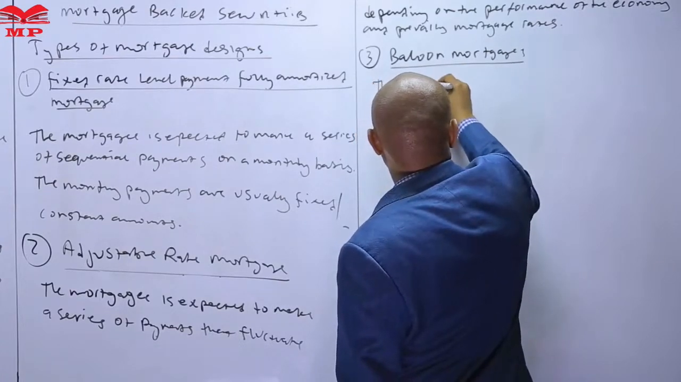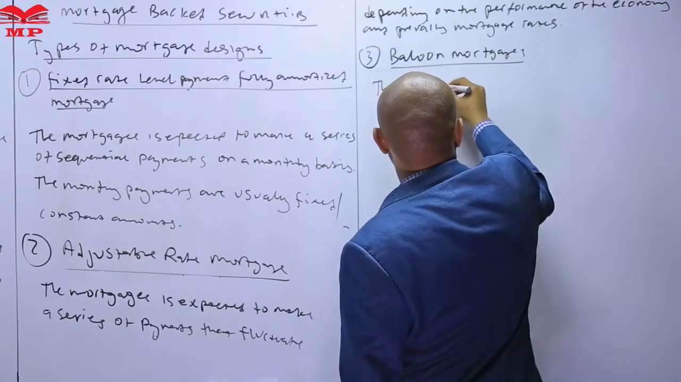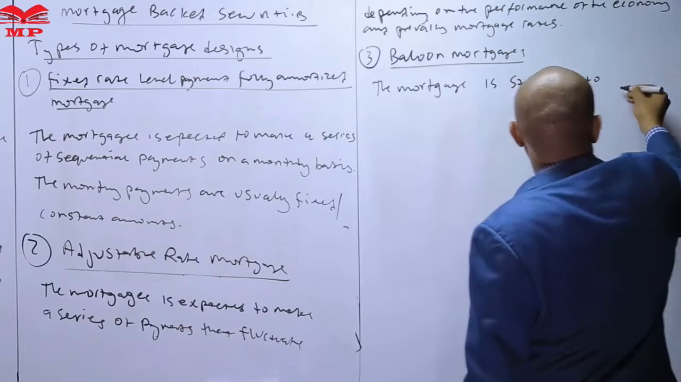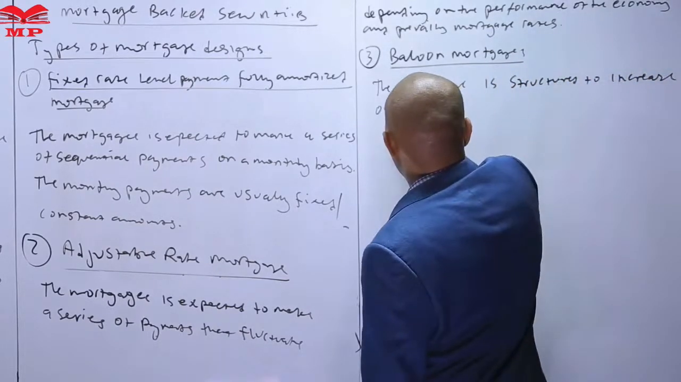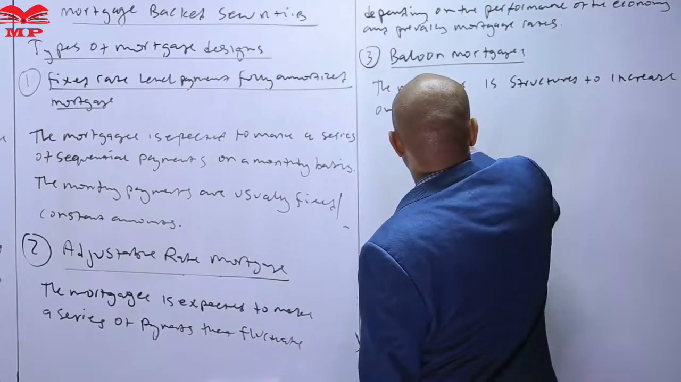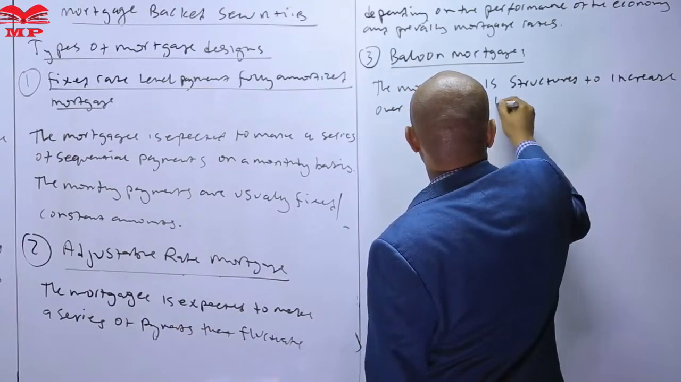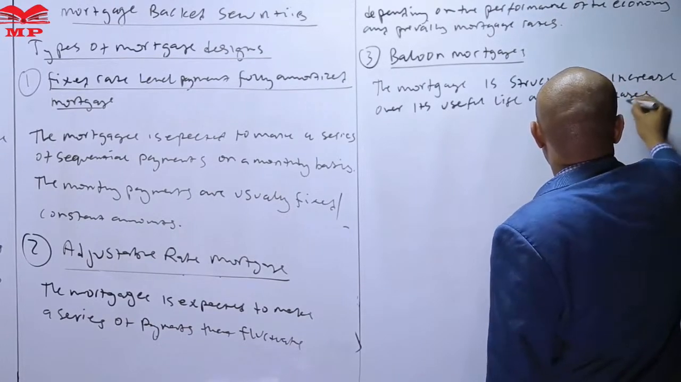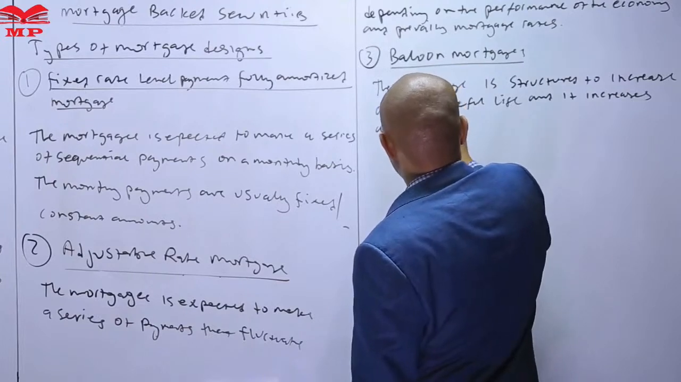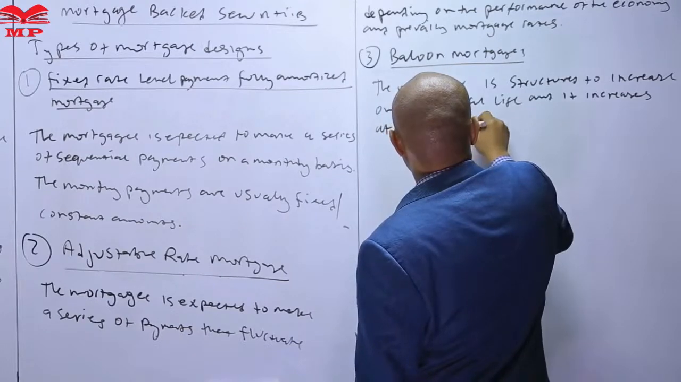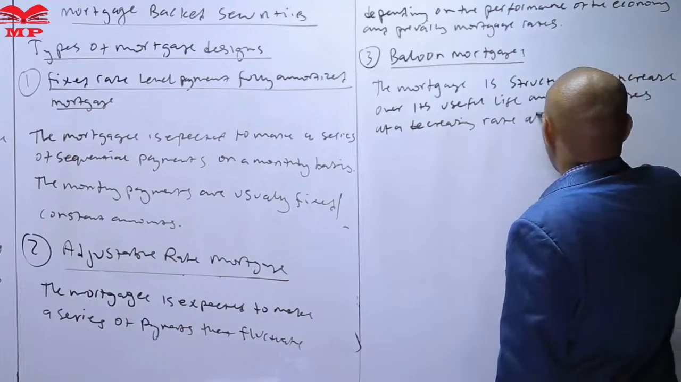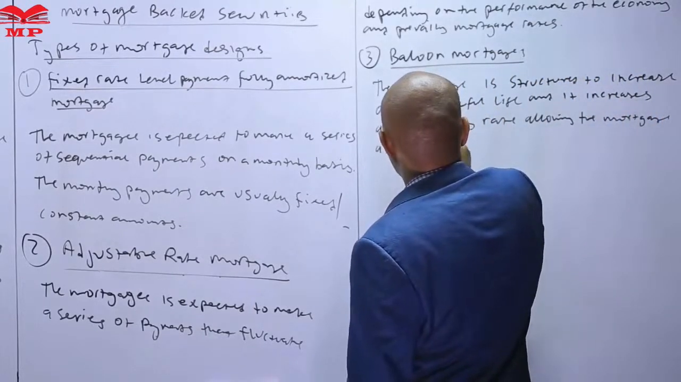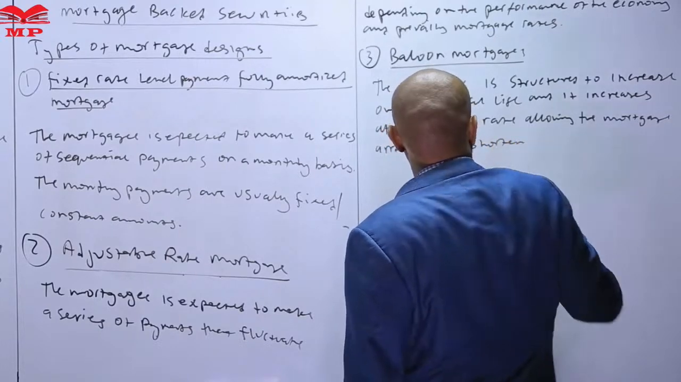So we are saying the mortgage is structured to increase over its useful life, and it increases at a decreasing rate, allowing the mortgage arrangement to shorten the period.